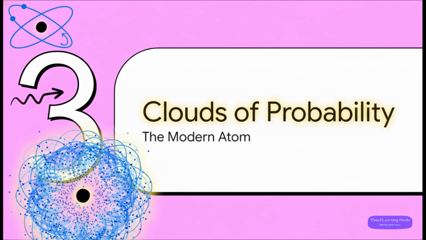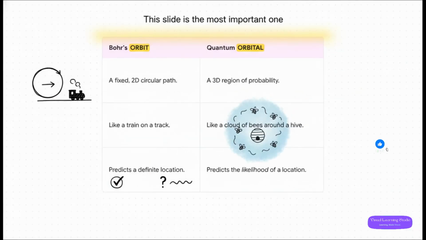Well, this question brings us to the modern picture of the atom. And it's not a picture of certainty at all. It's a picture made of clouds of probability. Okay, this is it. This is the big idea. We have to throw out the word orbit and replace it with a new word, orbital.